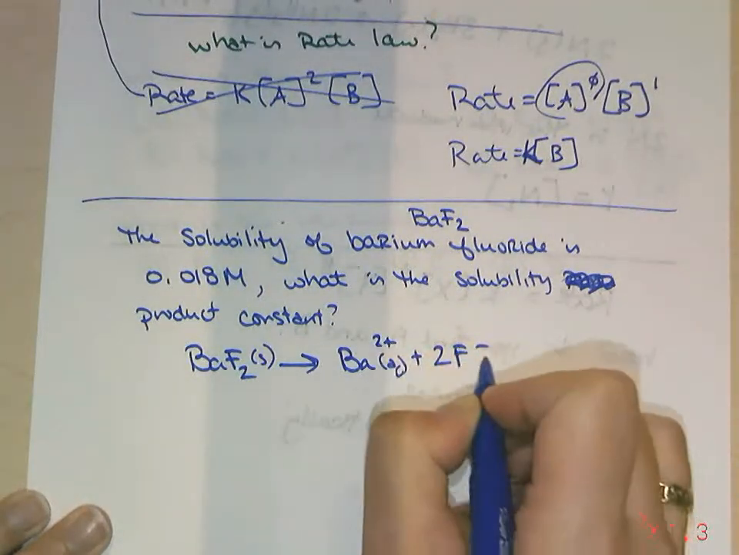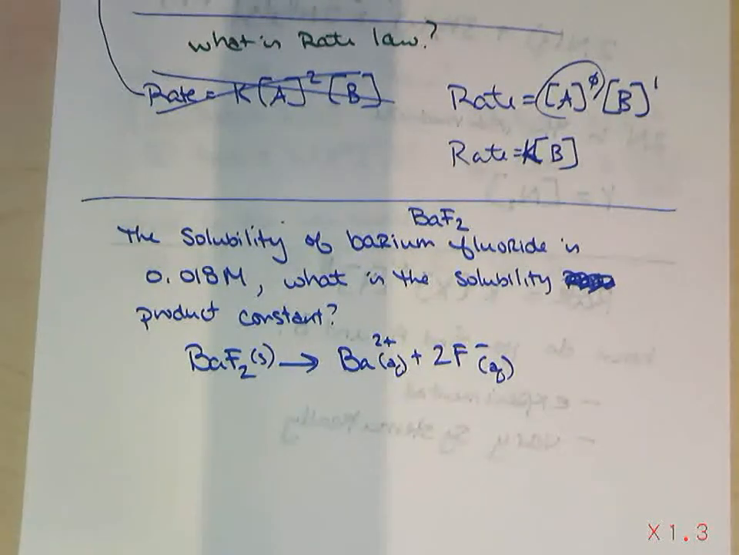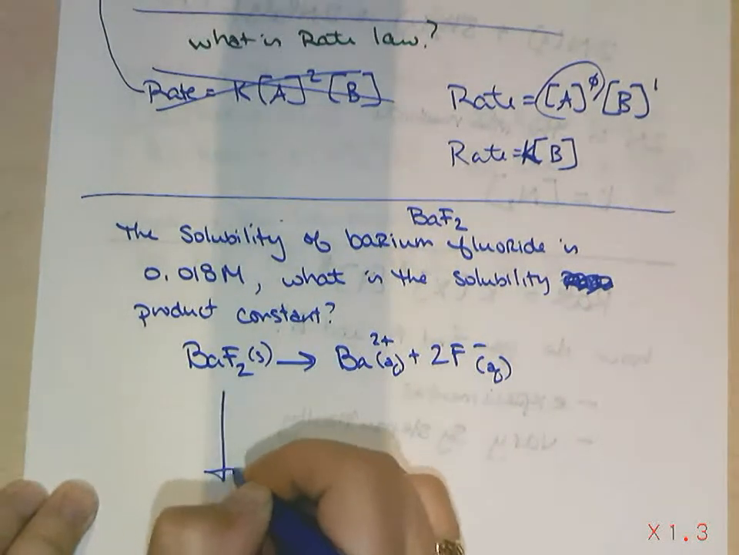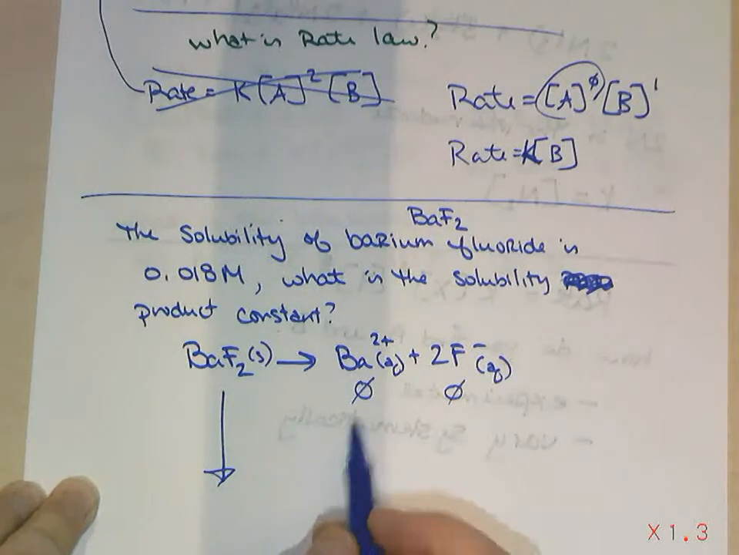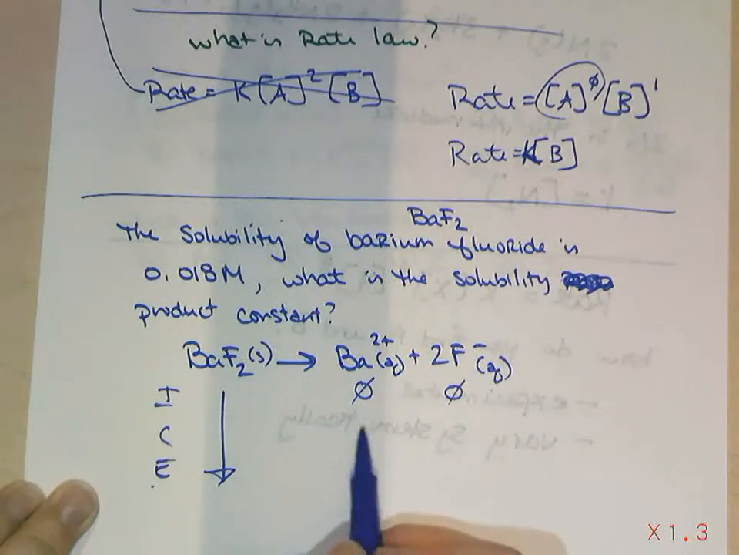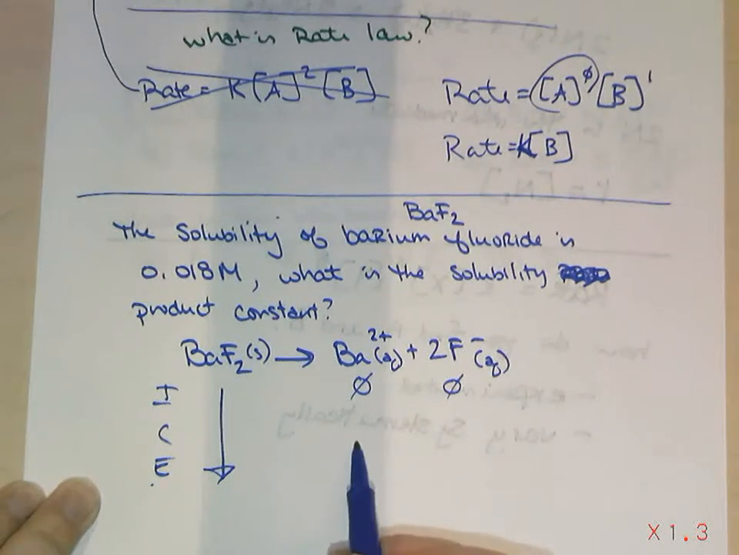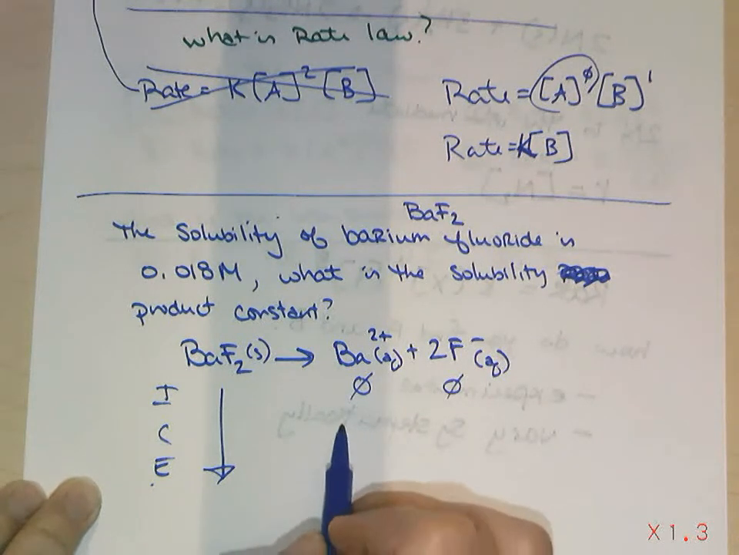What does this now say to do? Now that I've written it, it is an ice table, right? It's a solubility table. So what do I put in my change for barium? Plus x. Okay, what about my fluorides? Plus 2x.